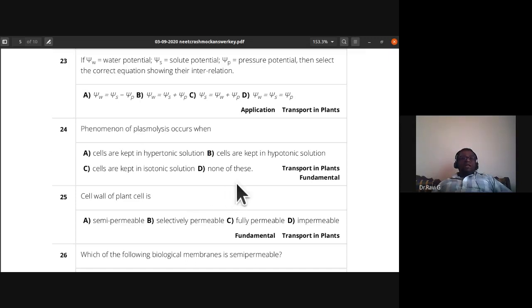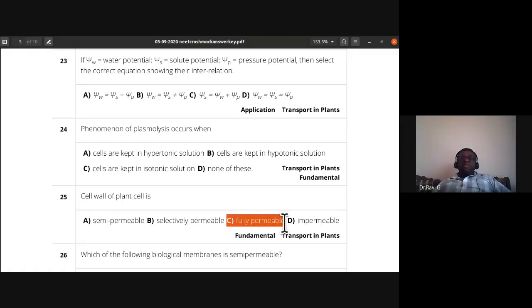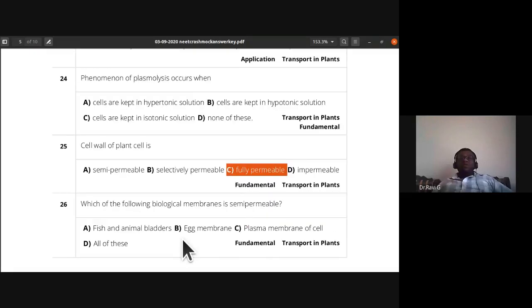Cell wall of plant cell is semi-permeable, selectively permeable, fully permeable, or impermeable. Fully permeable. Very true. Cell wall of plant cell is fully permeable. They allow the easy entry of water and solution. The solutes dissolved in the solvents, that is the solution also, they allow it. So the cell wall of plant cell is fully permeable.